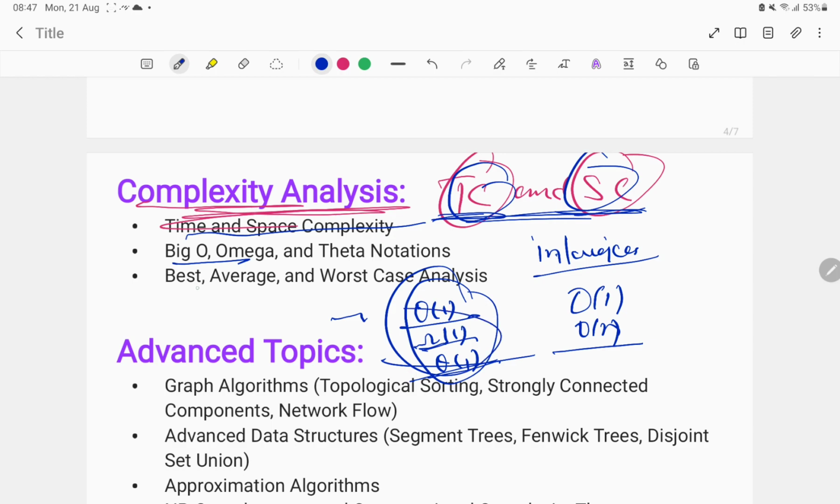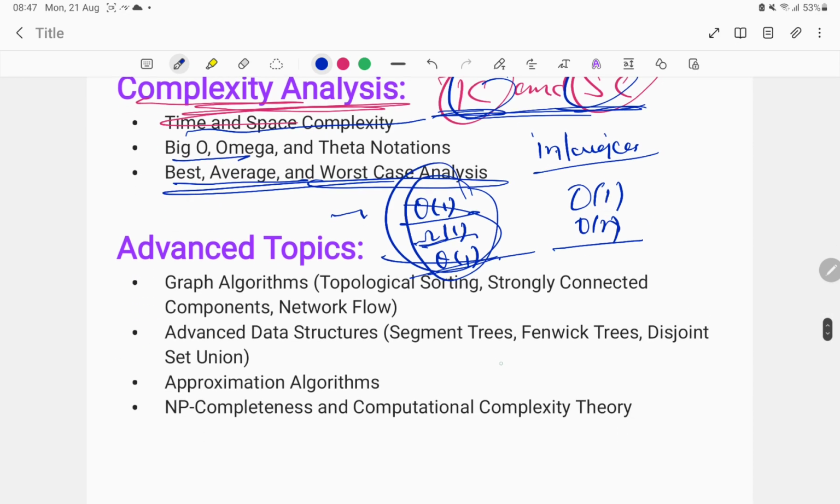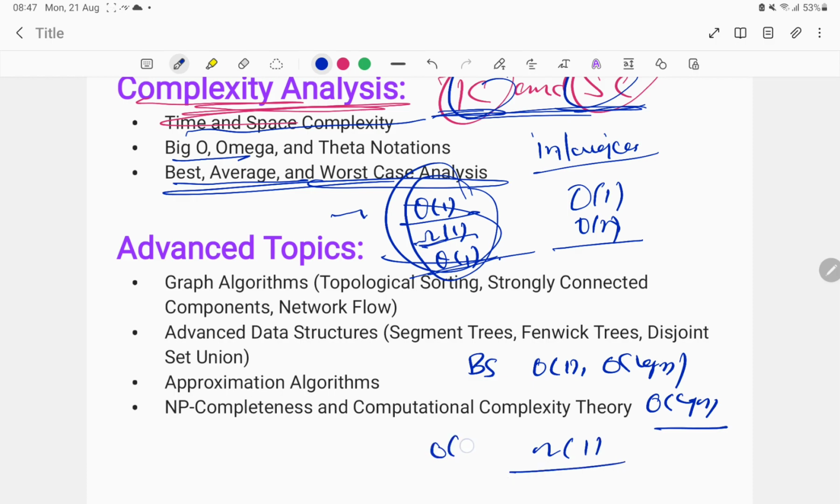And the best, average and worst time complexity. Let's say for example binary search: in the best case it will be big O of 1, and in the average case log n, and worst also log n. Simple meaning. You cannot say that omega is best and big O is worst, it is nothing like that. You can write the time complexity in any notation like theta, omega, and big O, but basically people prefer to write in big O. That's simple. And we will cover advanced topics here on this channel.